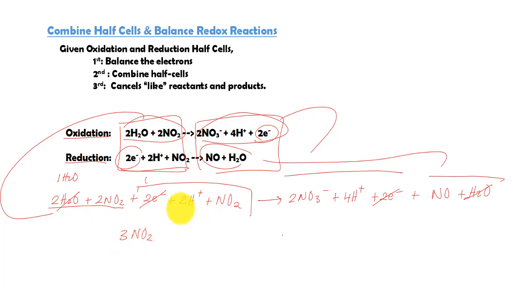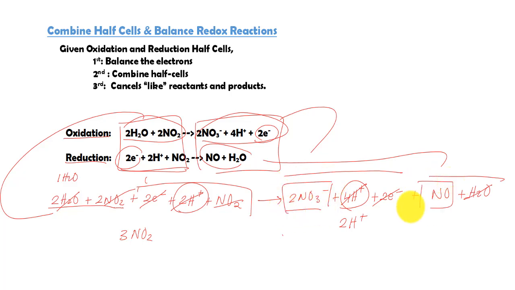Then we have H plus. We have 2 H plus here, but we have 4 H plus here. So that 2 is going to cancel out, and 2 of those are going to be used to cancel that 2. So we have 2 H plus left. So there's nothing left on the reactant side. We combined this together already. The next thing is we look at the product. That one is still left, as well as this one.